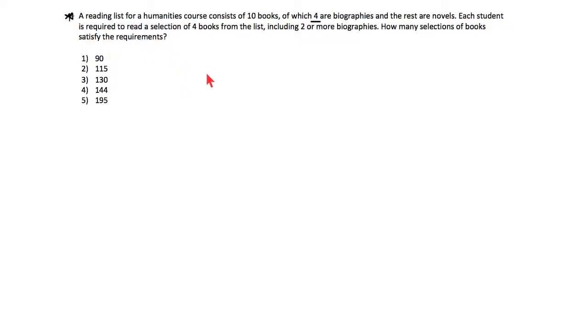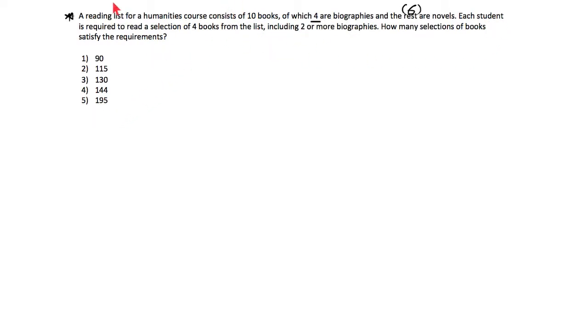A reading list for a humanities course consists of 10 books, of which 4 are biographies and the rest are novels, so 6 are novels. Each student is required to read a selection of 4 books from the list, including 2 or more biographies. How many selections of books satisfy the requirements?